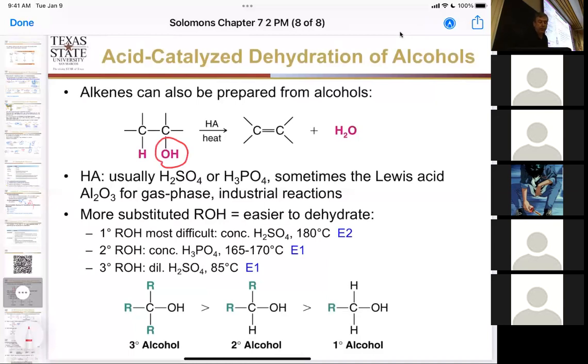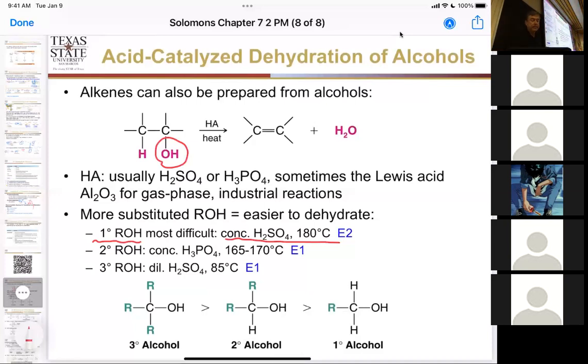If we take a primary alcohol and add concentrated sulfuric acid to it, we have to heat it to over 180 degrees. We're forcing it to go E2. But hold on, where's the base? Well, once you protonate your alcohol, you now have a conjugate base. That's where our base comes from to remove the proton in our E2. But we're using our acid to protonate the alcohol first.